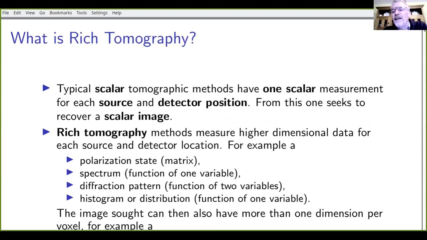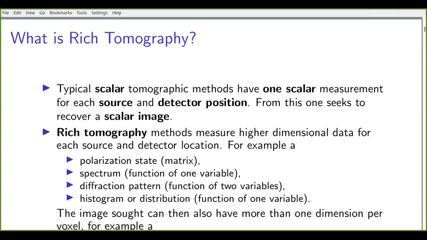So the thing is, typically when you think of tomography, you have sources and detectors in different positions, often a whole array of detectors, but for each source and detector position, you measure one scalar. And then you seek to make an image, typically a three-dimensional image of a scalar, right? So that's kind of old school tomography.